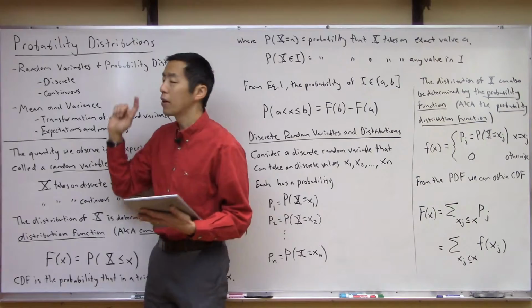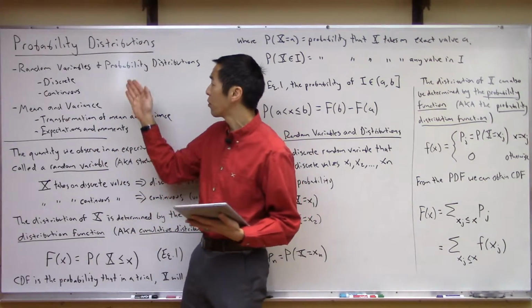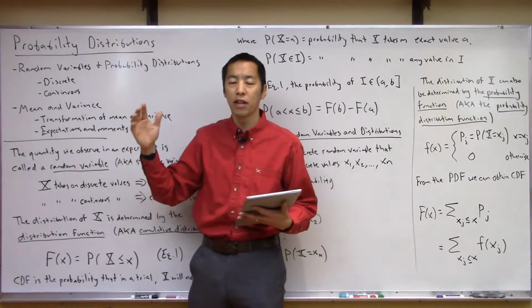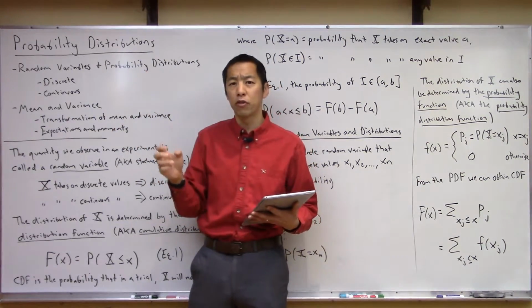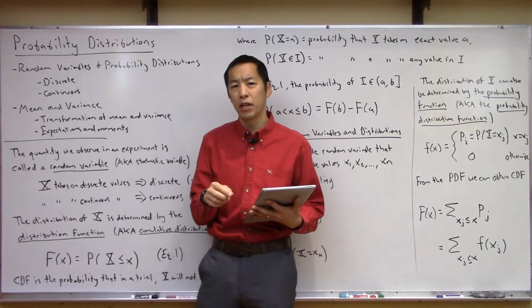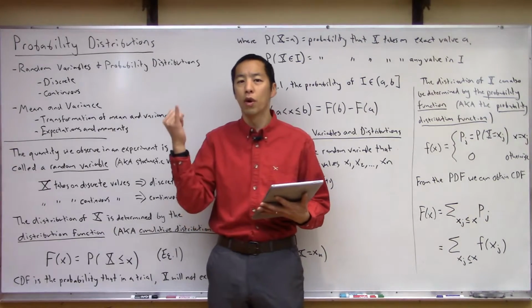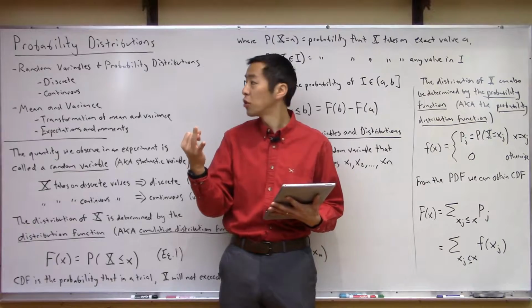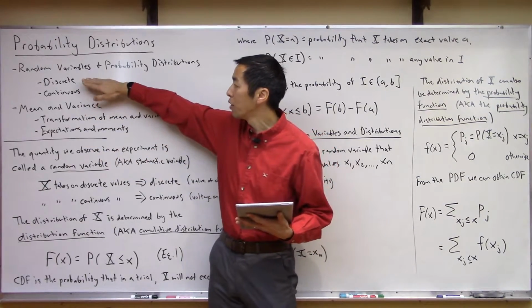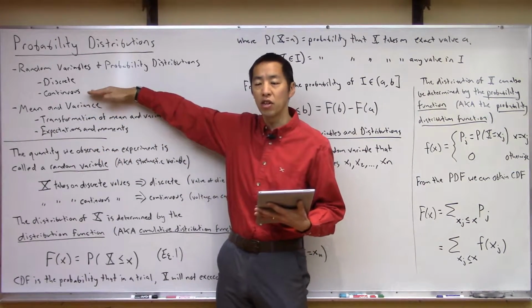In terms of an outline, we're going to start by talking a little bit about random or stochastic variables, and then we're going to talk about probability distributions. There are two types of probability distributions that we'd like to cover, one being the cumulative distribution function and the other being a probability distribution function. We're going to look at both of those in both the discrete case and the continuous case.